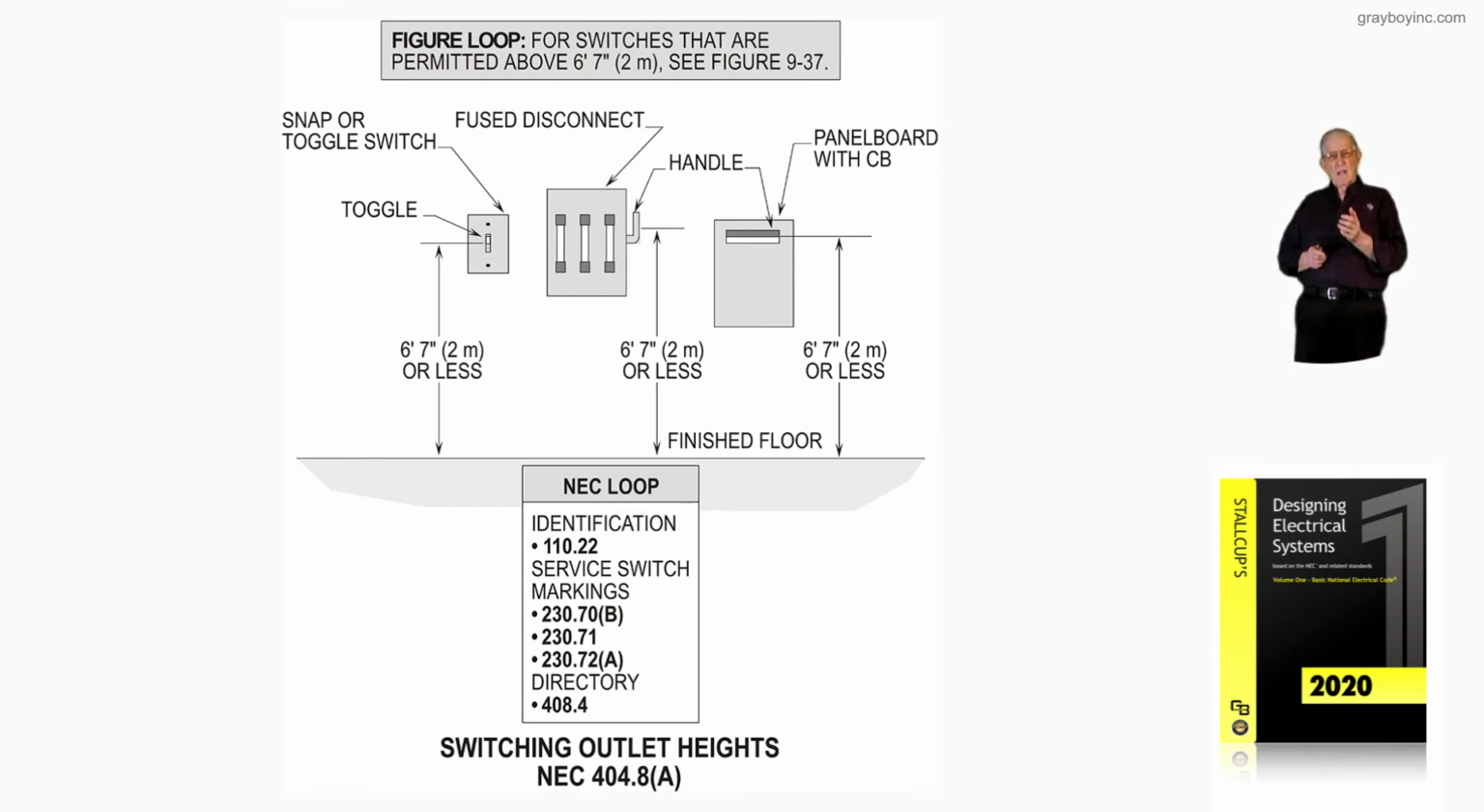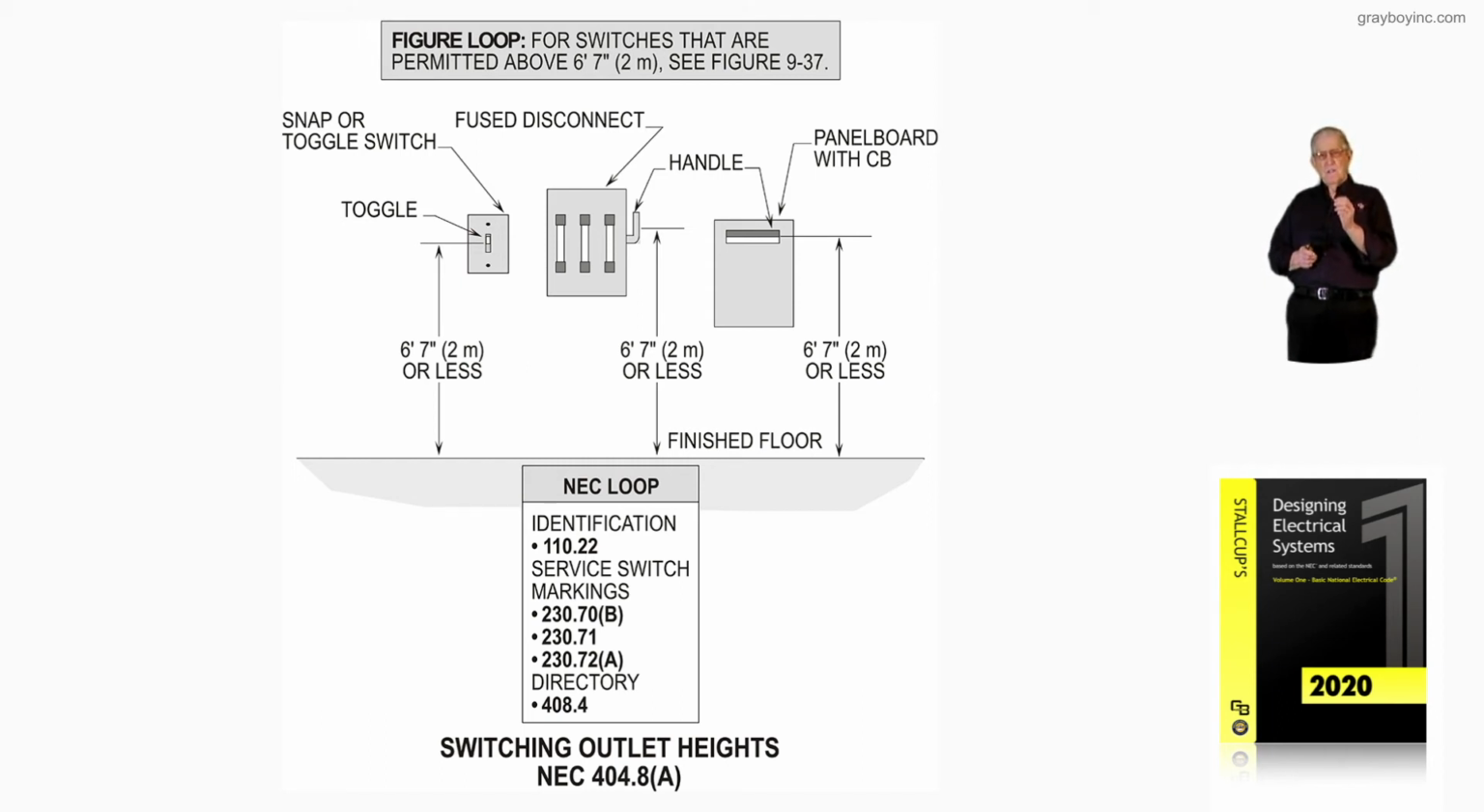Now, many times that main would be sized at a certain height, but it wouldn't be above 6 foot 7 inches. And then the breakers that are below it could be any height. So sometimes the city will say, now look, no more than 4 foot to the center of the panel, and that would give you a height in many cases that would work. But any height that they give you, you can't exceed the height that's listed in 404.8A. And the NEC loop that you see really should be looked at.